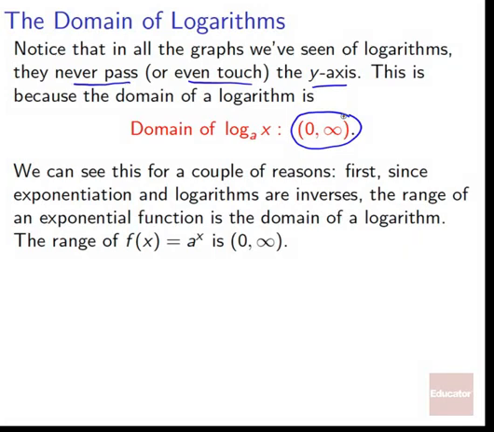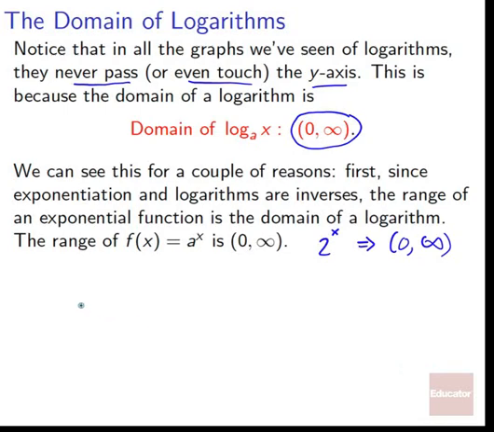We can see this for a couple of reasons. First, since exponentiation and logarithms are inverses, that means that the range of an exponential function is the domain of a logarithm. The range of f of x equals a to the x is going to be 0 to infinity, right? A to the x, if we put in any base a that's greater than 0 and not 1, it's going to go anywhere from 0 up into infinity, right? If we look at 2 to the x, by varying what we plug in for x, we're going to be able to get anything between 0 and positive infinity.